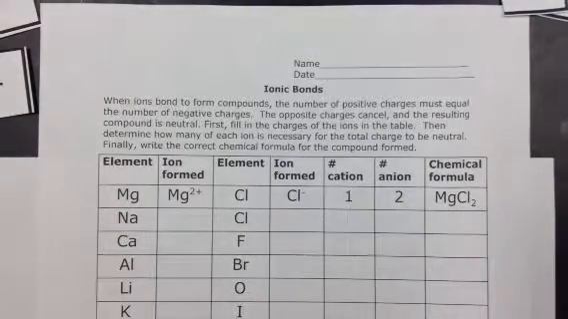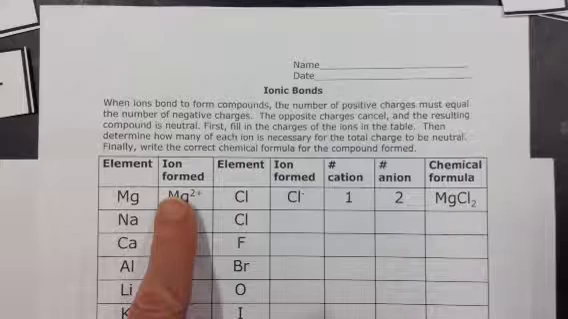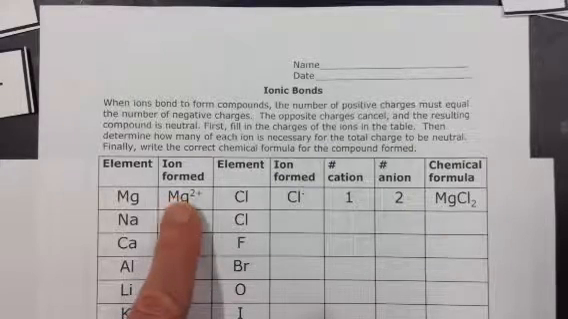Today we're going to learn how to write ionic bond formulas by looking at the two elements, or element and polyatomic ion, that are going to be bonded together in a binary ionic compound. Let's look at the first one. Directions say look at the first element and fill in the charges of the ion on the table.